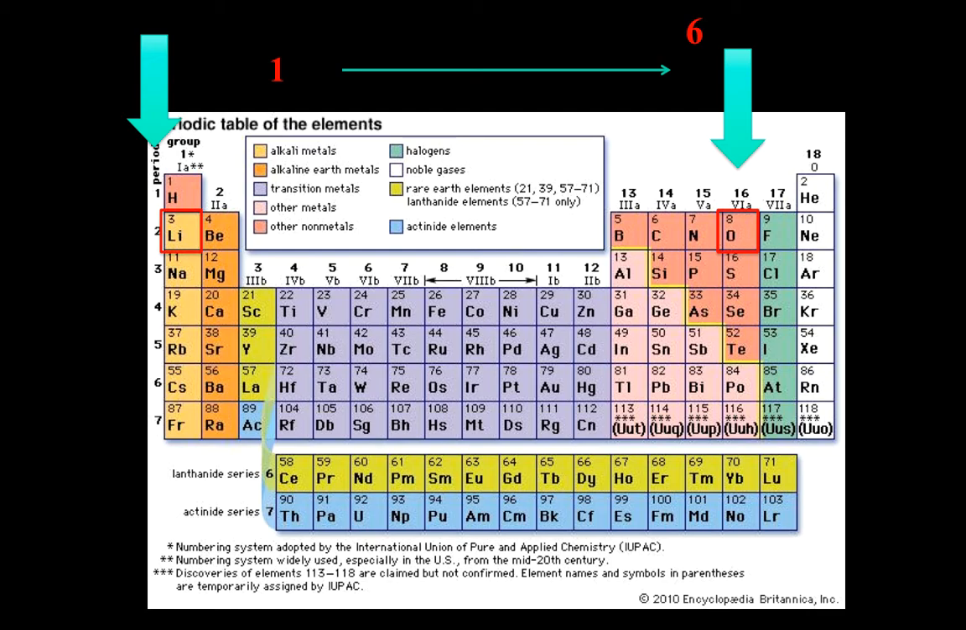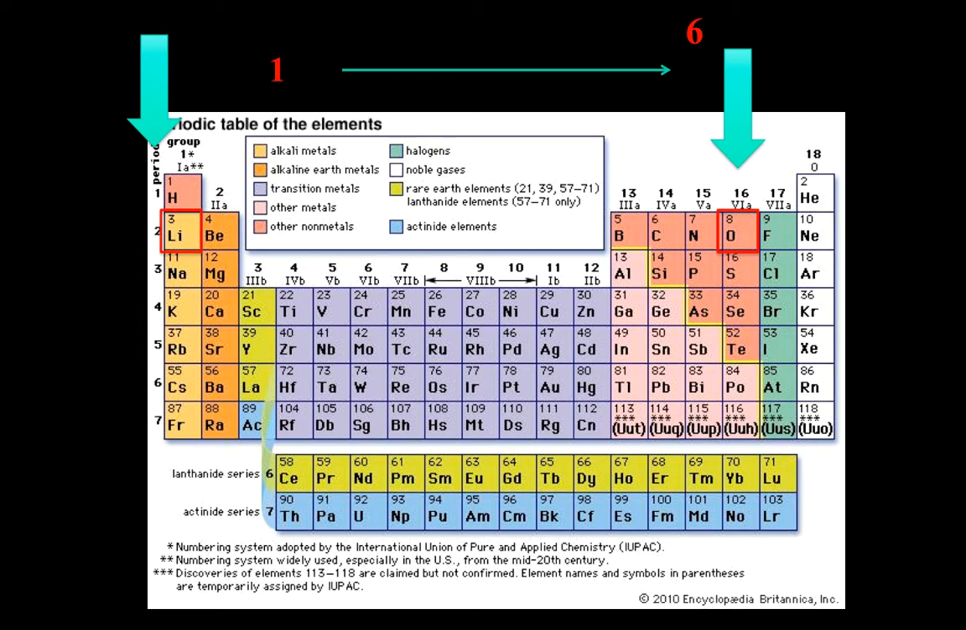Let's take a different scenario where you have something from group 1 and group 16. Group 16 has 6 valence electrons, like oxygen, and lithium. Now remember, oxygen, because it has 6, is very close to 8. It has a strong electron affinity. It's going to pull the electrons towards it. And lithium only has 1, so it's going to easily give it up.